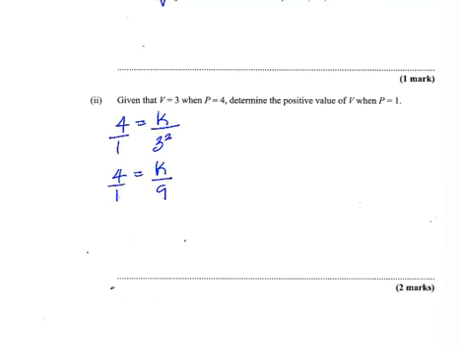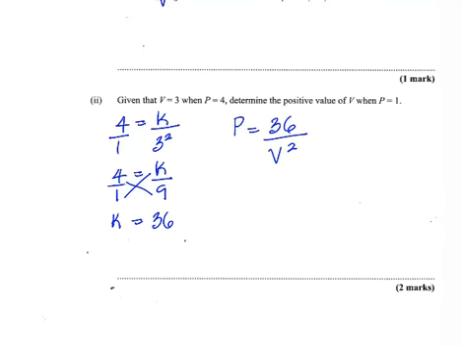I'm going to put my 4 over 1. If I have one fraction equal to one fraction, I can cross multiply. So 1 times K is K, and 4 times 9 is 36. So K is equal to 36. So now that I know the value of K, I can rewrite the equation. The equation is actually P is equal to 36, which is K, divided by V squared.